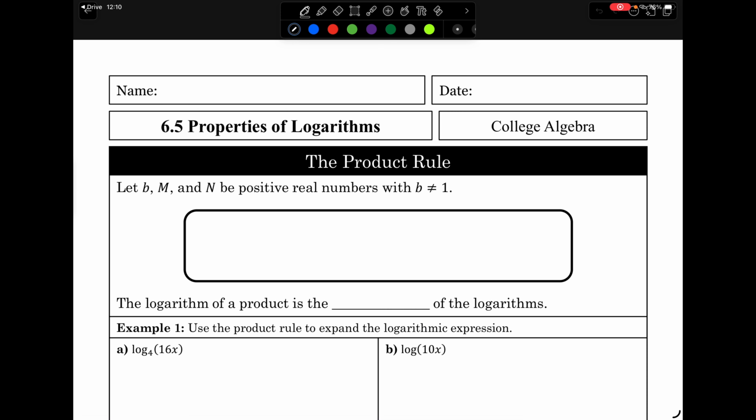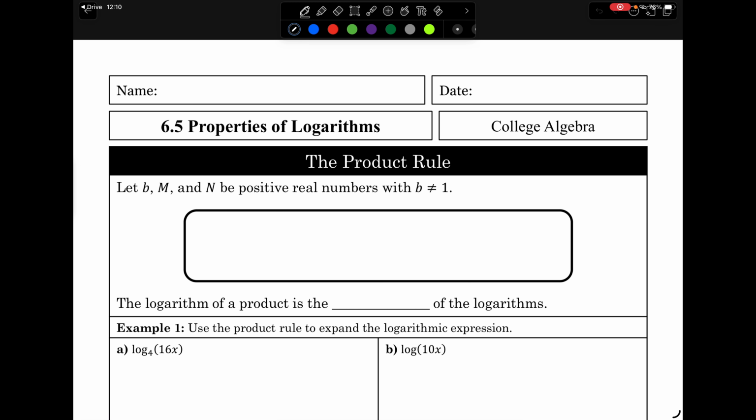We're going to begin, in this first part of this video, by talking about the product and quotient rule of logs, and how to use those rules to expand or condense logarithmic functions. Now, the first rule is called the product rule.